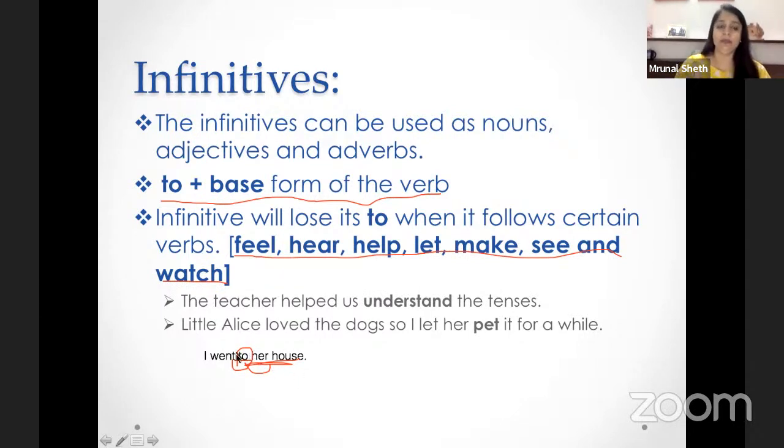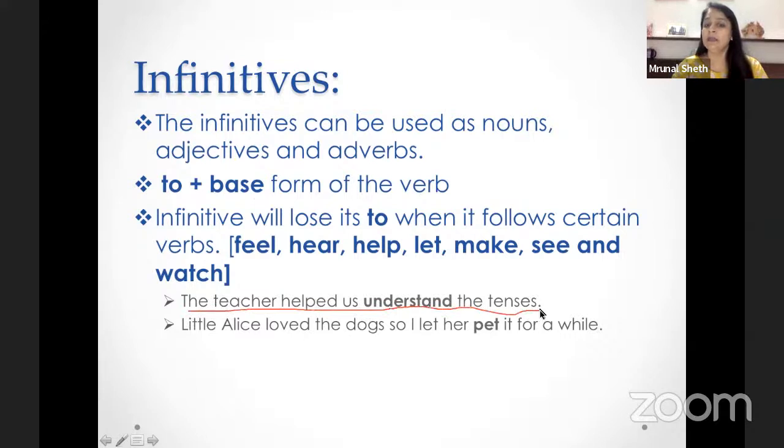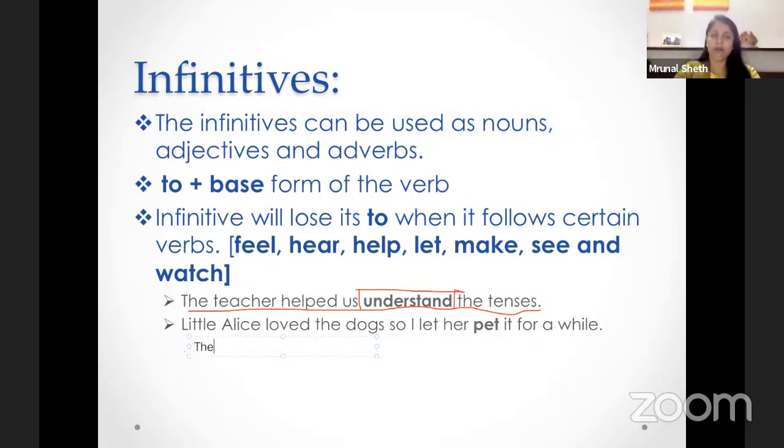सो फॉर एग्जाम्पल, अगर हम ये सेंटेंस लेते हैं, द टीचर हेल्प अस अंडरस्टैंड द टेंसेस. नाउ हेल्प अस टू अंडरस्टैंड द टेंसेस नहीं आएगा, टू नहीं आएगा, ये फिर भी इन्फिनिटिव ही है. ओके ये फिर भी देखो, हम सेंटेंस चेंज करके देखते हैं. सेंटेंस में टीचर के बदले हम लोग प्लूरल सब्जेक्ट लेते हैं. प्लूरल नहीं लेते क्योंकि हेल्प पास्ट टेंस में है तो वो हेल्प ही रहेगा. हम टेंस बदलते हैं. ओके, द टीचर इज हेल्पिंग अस.